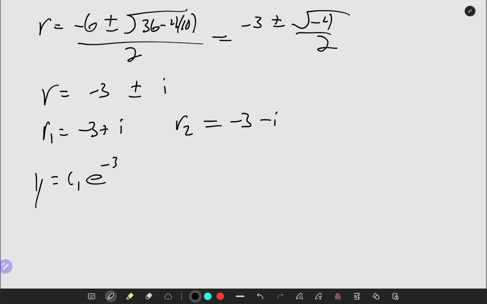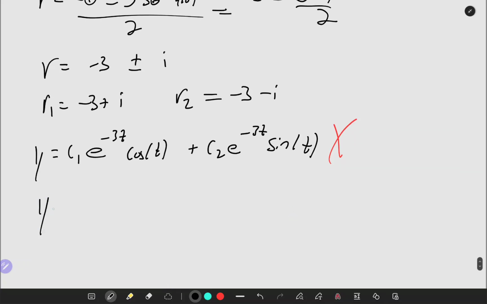So e to the -3t times cosine of t plus c2 e to the -3t sine of t, right? If you watched the last video, you would know where this came from. This is not correct in this case. We're going to have a different general solution because we proposed t to the r. I almost said x to the r, t to the r in this case. So we're going to have c1 t to the -3.